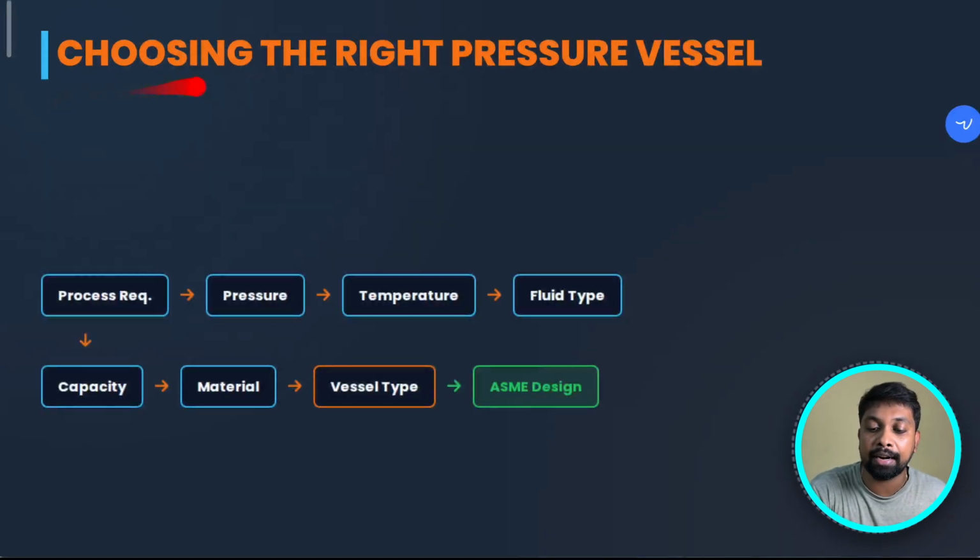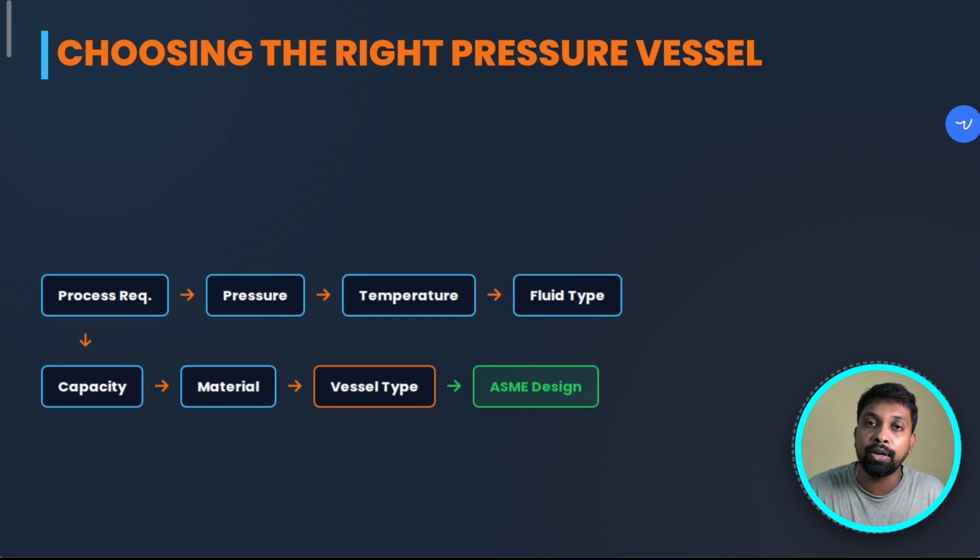Finally, how to choose the right pressure vessel? We can choose the pressure vessel based on process requirements, pressure, temperature, fluid type, capacity, material, vessel type, and ASME design. How can we choose a different pressure vessel for the process requirement? As I already told, if the process requirement demands a vessel has to be vertical, we have to choose a vertical pressure vessel. For the pressure, if it is very high pressure, we can go with hemispherical heads. Temperature, if the vessel requires more temperature, we have to choose the material accordingly, because there will be creep, there will be fatigue.